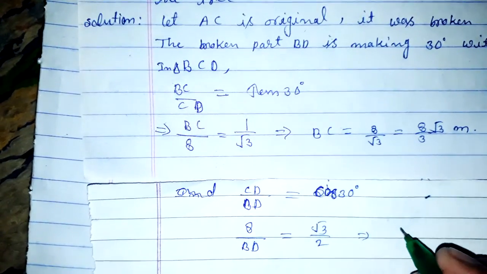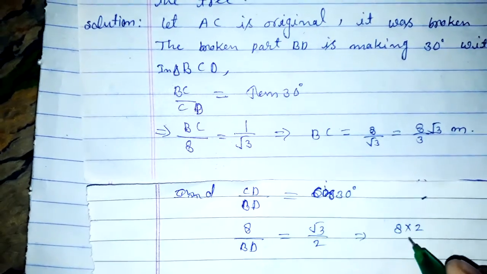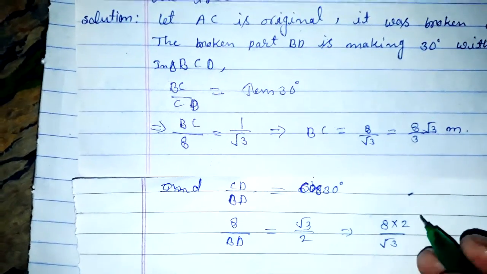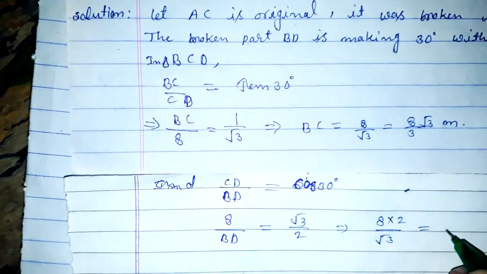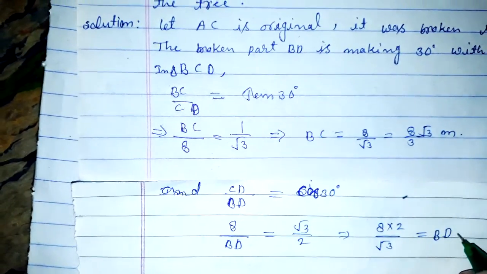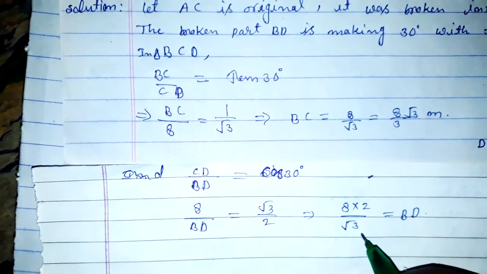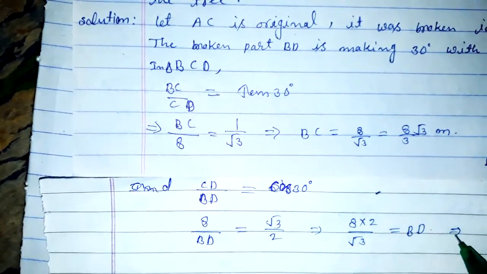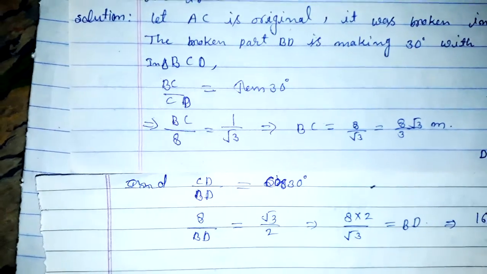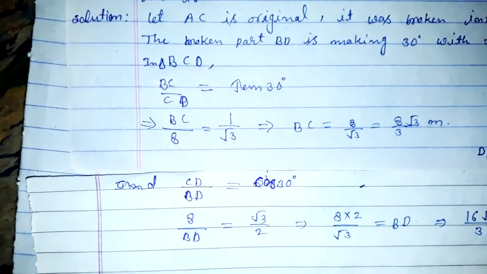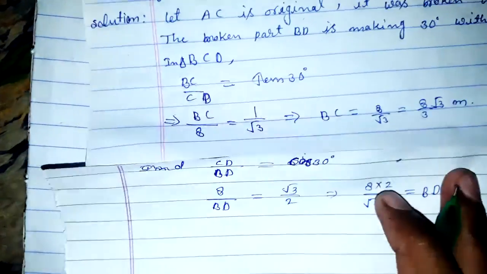So take the cross multiply: 8 into 2 upon root 3 is equal to BD. Here rationalize the denominator. So the value is 16 root 3 upon 3. This is equal to BD.